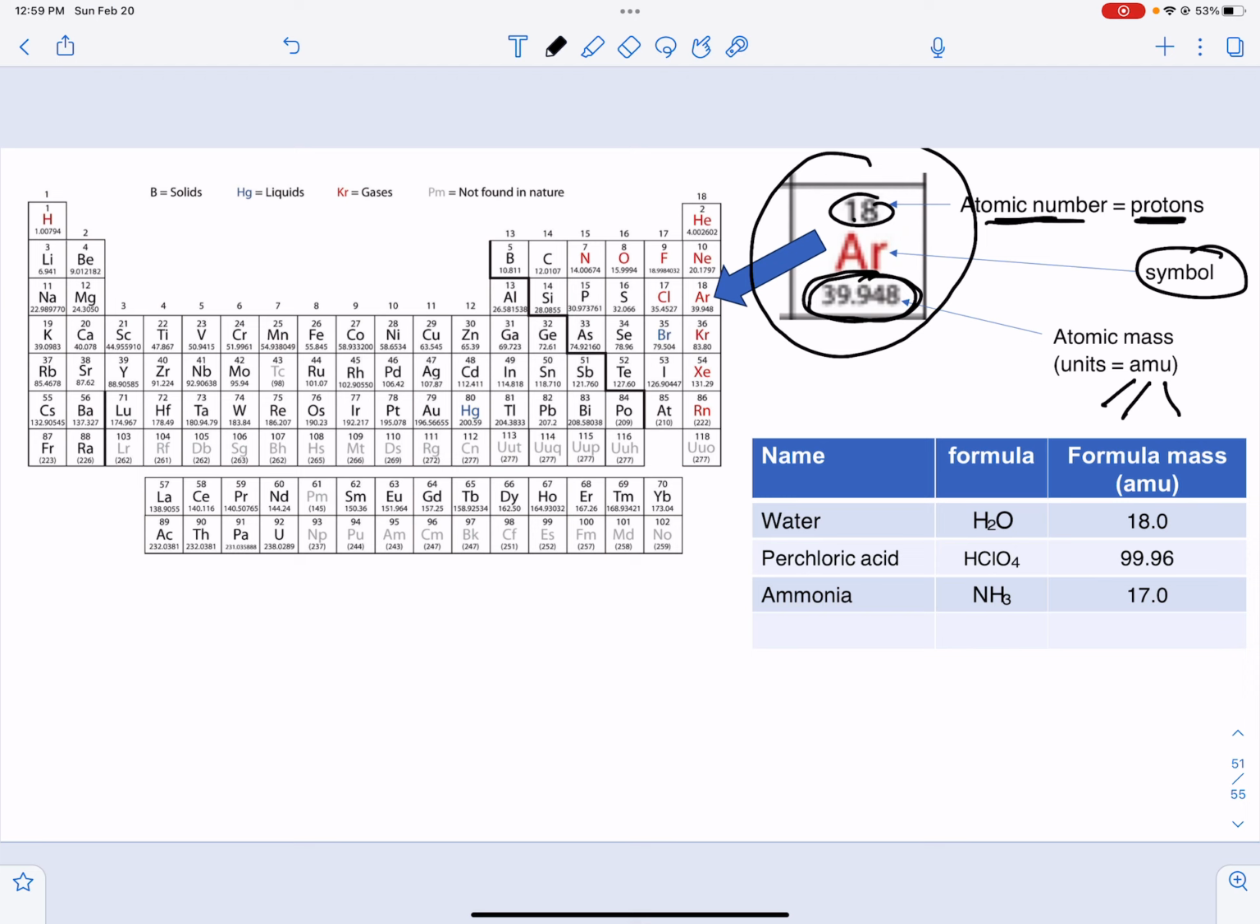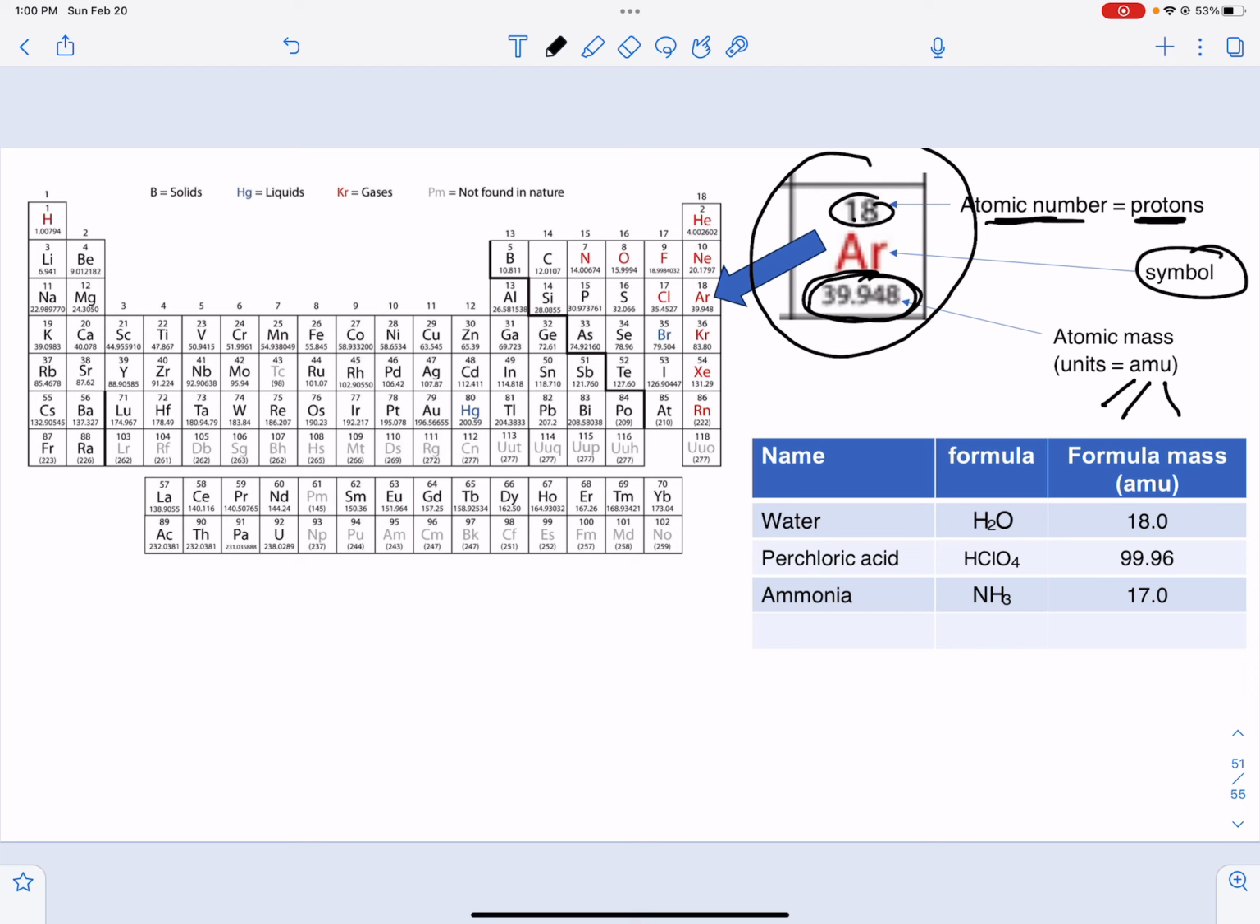I got water. Water is H2O, and I'm telling you that the formula mass is 18. I got perchloric acid that you know now how to write the formula. And the formula mass is 99.96. And I have ammonia, which is a common name, which is NH3, and the formula mass is 17.0.